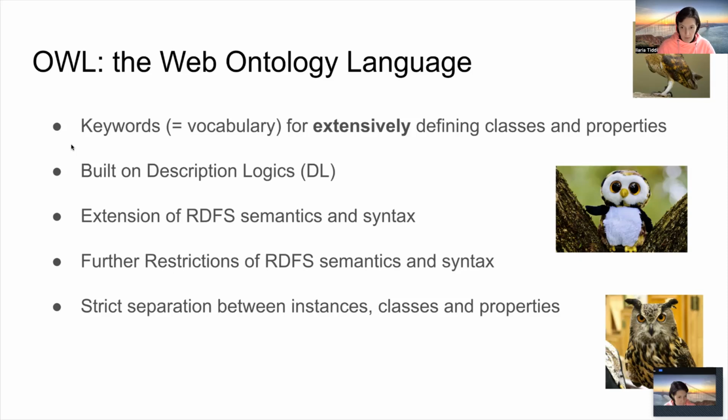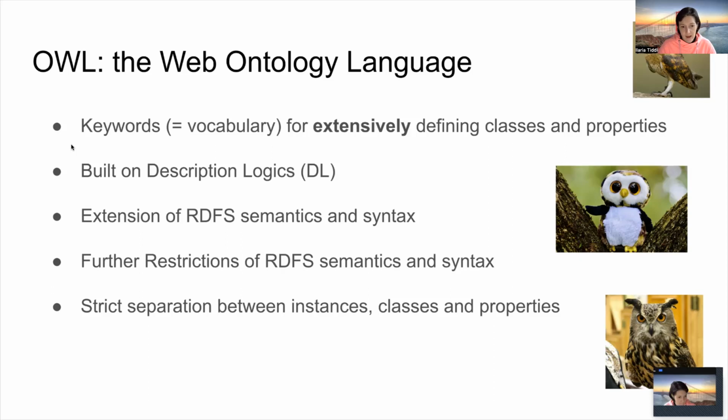So you're still defining classes and properties and individuals the same way you were doing in RDF and RDFS, but with OWL you will be able to express more things. Another way of saying this is that OWL is more expressive than RDF and RDFS. OWL is built on description logic, so all the semantics that you could express with description logics can also be expressed in OWL.